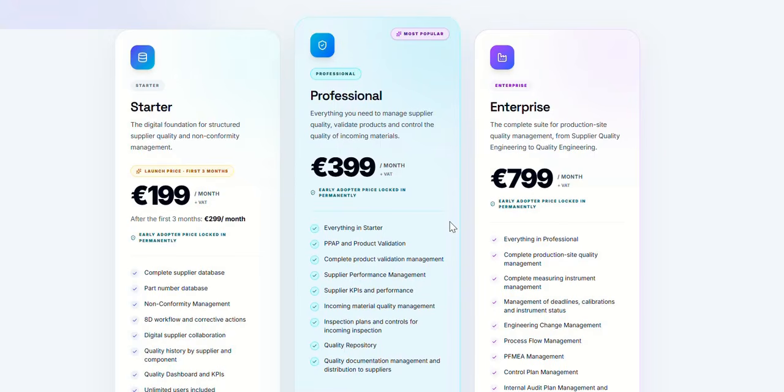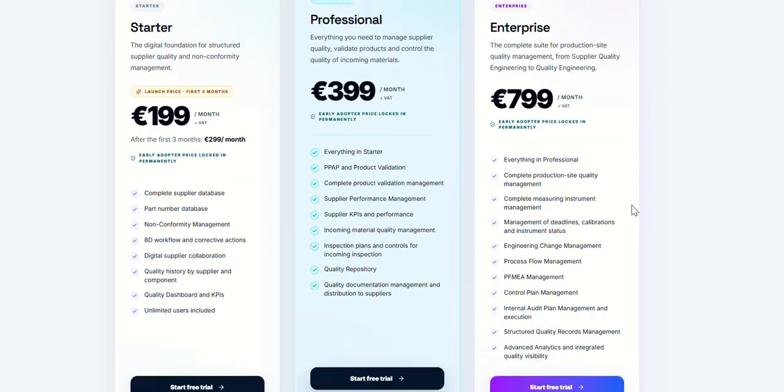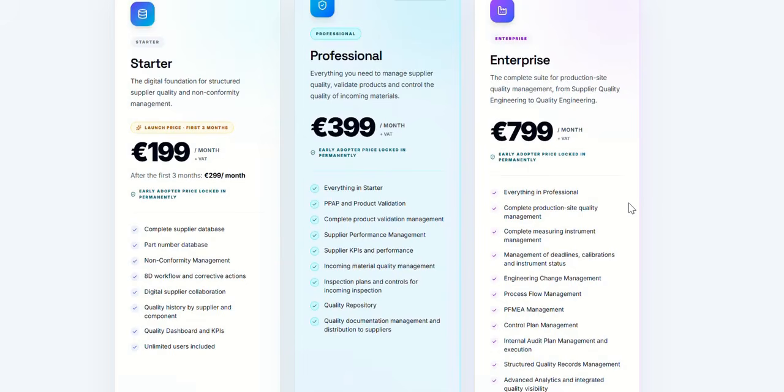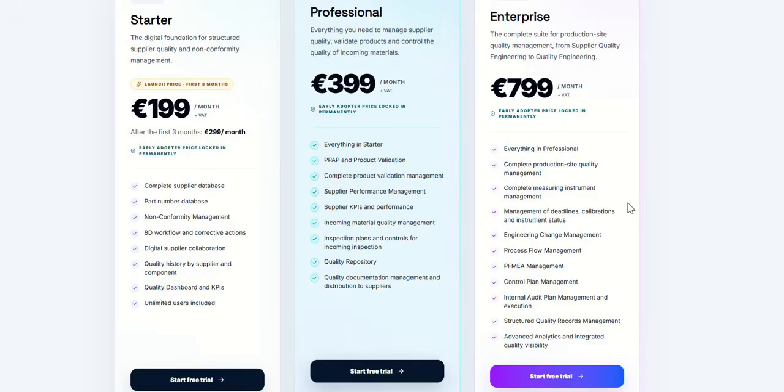In the professional version, we add the part related to product and process validation. So in addition to the non-conformity part we will see today, we have everything we will cover in the next meeting. So PPAP and product validation, supplier performance, supplier KPI, where we can see the performance of our suppliers in real time, incoming inspection, and the part related to the quality repository, so the exchange of documents with suppliers. For the enterprise version, we have a starting price of 799 euros per month plus VAT, which includes everything we have in the professional version, plus all the tools for internal quality management, which are the ones we saw just a moment ago and that we listed just now.